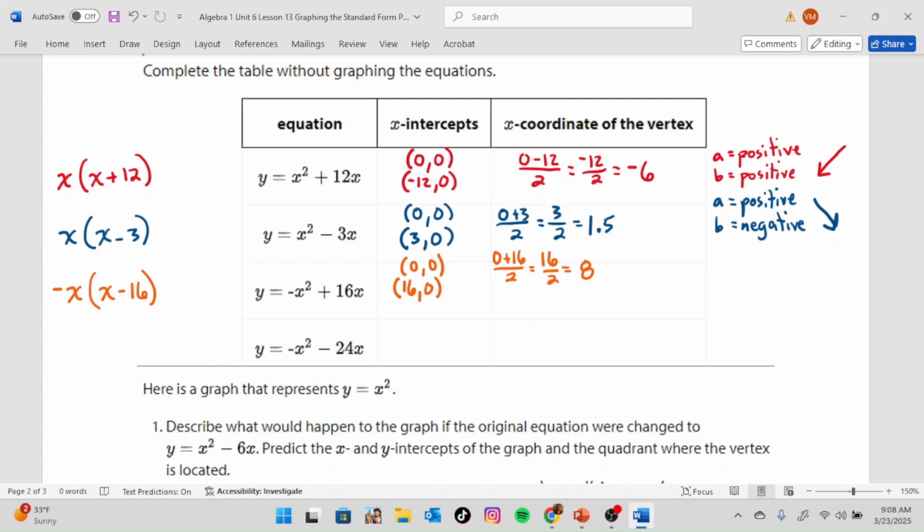Now, if you think about what this looks like, the negative a tells me to flip it upside down so that it's opening downward. So if I have a downward parabola with intercepts at 0 and 16 and an x-coordinate of 8, that means my a being negative and my b being positive has resulted in a shift that is up and to the right with my parabola opening down.